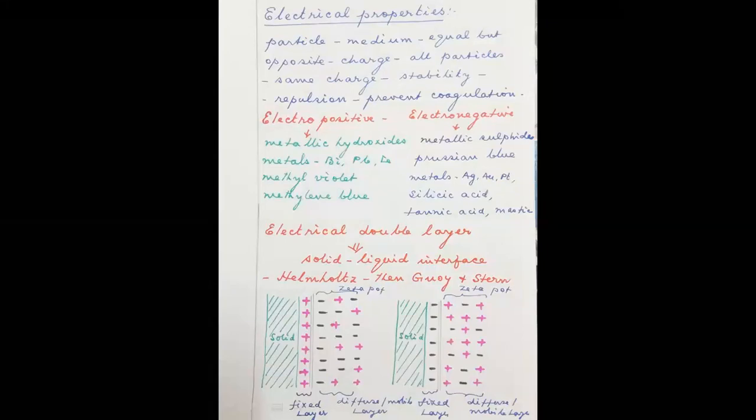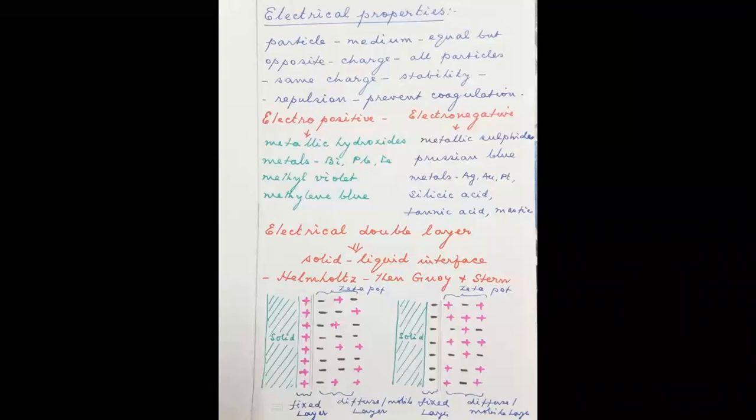If the medium is positively charged, then the particles are negatively charged, but the total charge of the medium and the particles are always equal in magnitude. It is because the system will always try to maintain its electrical neutrality.